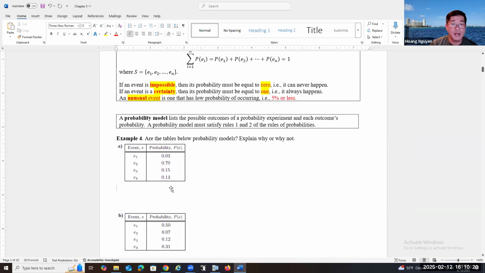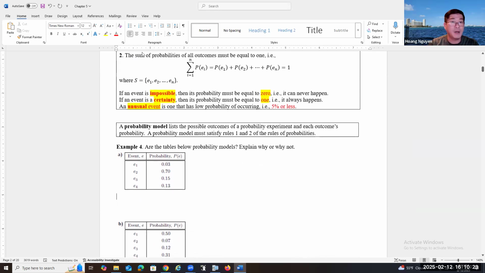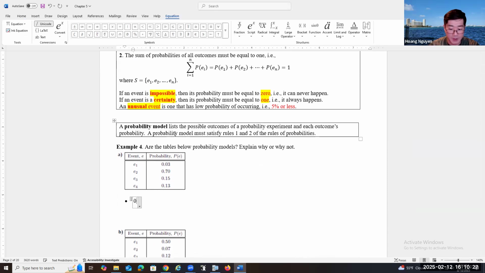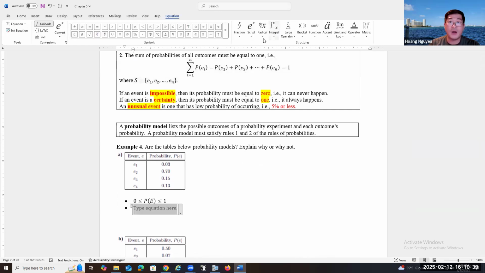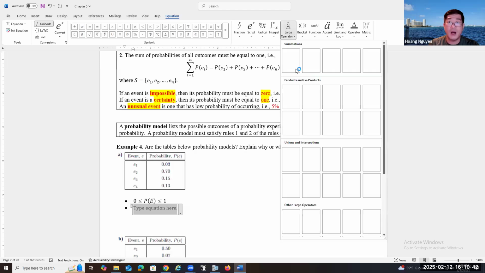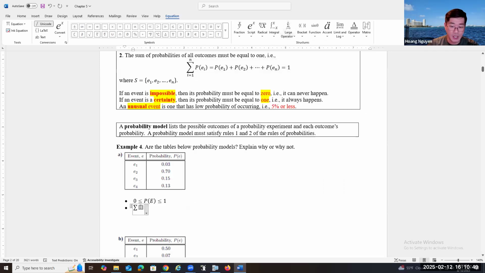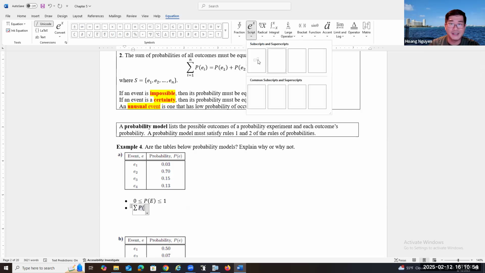Now the first requirement that we have to double check, I'm going to use a bullet. Okay. So for the first property, we want to make sure that 0 is less than or equal to the probability of event E, and this is going to be less than or equal to 1. And then the second property that we need to double check is that the summation for all of the probabilities should be equal to 1. Okay. So the summation for all of P(Ei). Okay.